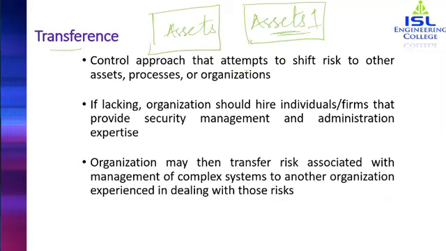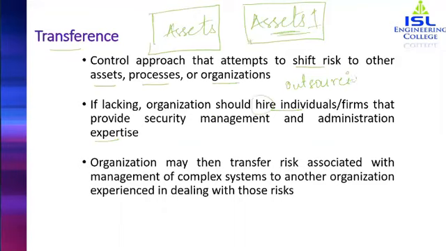So this is a control approach that attempts to shift the risk to other assets, other procedures, or organizations. This is how you're going to shift the risk from an important one to a non-important one. Now, if lacking, the organization should hire individuals or firms that provide security management and administration expertise. Your company is going to have different employees and different teams. You can also hire other people to do this transference job. This is called outsourcing.